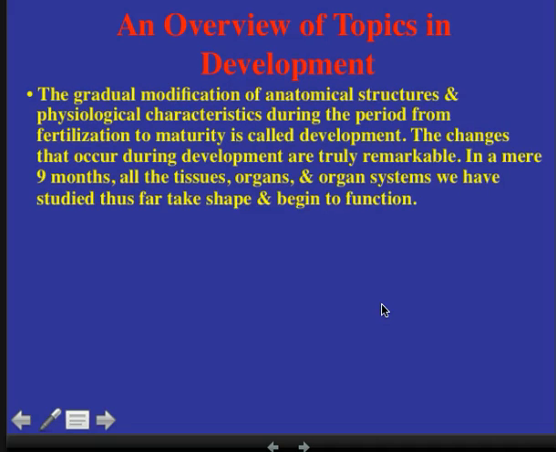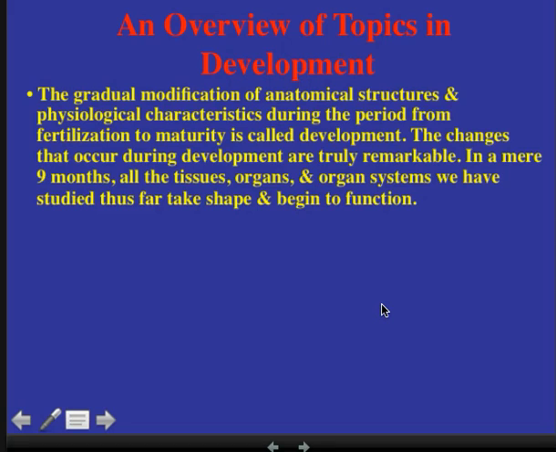The gradual modification of anatomical and physiological characteristics during the period from fertilization to maturity is human development. These changes occur over a series of 9 months, and it's amazing to see how rapidly a single cell can become a new multicellular organism in this brief period of time. In a mere 9 months, all tissues, organs, and organ systems that we've studied so far in this course take shape and they begin to function.